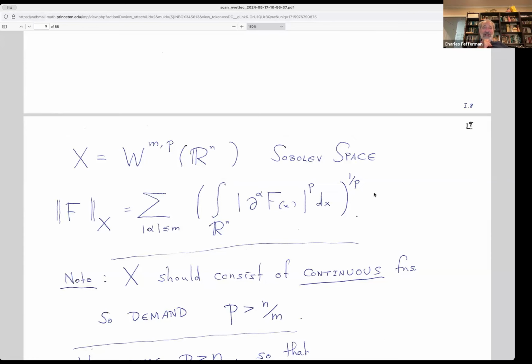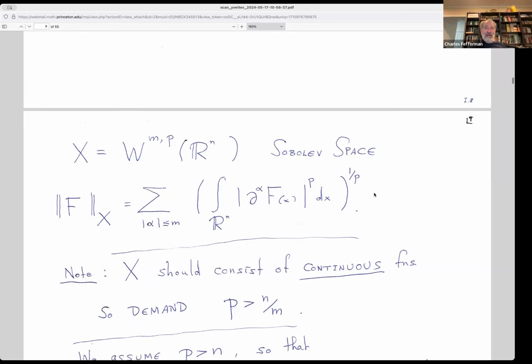Now, as it says on the slide, X, our Banach space, should consist of continuous functions because we're going to try to fit finite data sets. So we had better make sense out of the value of a function at an individual point. And if our function isn't continuous, it's not clear how to define it at an individual point. So X should always consist of continuous functions. And so for the Sobolev space, what that means is that the index P should be strictly greater than n over m. N is the number of dimensions of the Euclidean space, and m is the number of derivatives we assume we've got.